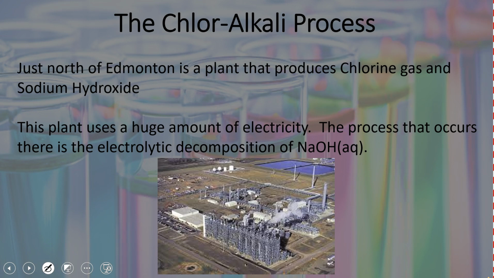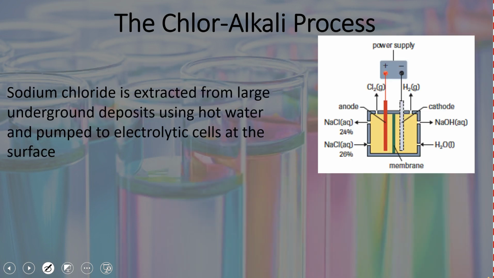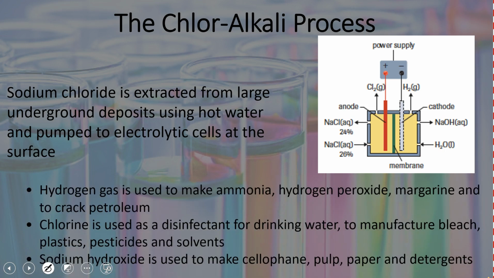So in Edmonton, there's a plant that actually does this, and it takes a huge amount of electricity because they're pumping out massive quantities of chlorine, sodium hydroxide, and hydrogen gas. They are pretty much just taking salt water from underground deposits, pumping it up, pushing it through these electrolytic cells, and getting the refining of hydrogen and chlorine. Hydrogen would be used to make gases, crack petroleum, ammonia, hydrogen peroxide, margarine. Who knew? Not me. Now I do.